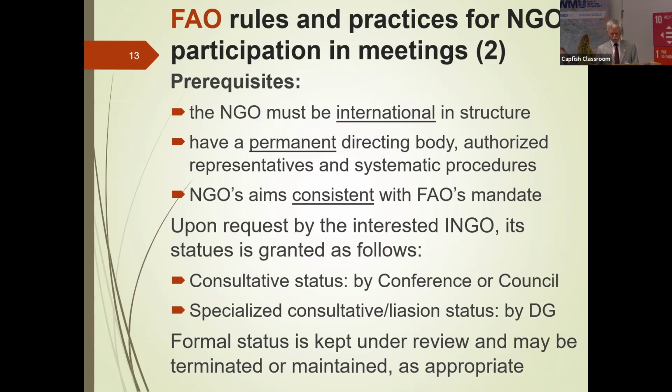Upon request by the interested NGOs, a consultative status is granted by the conference, that is the highest governing body of FAO, on the proposal of the Council or by the Council during intersessional periods. For your information, the FAO conference, as I said before, is the highest governing body of FAO. The specialized consultative status and liaison status are granted by the Director General. Formal status granted by FAO to an INGO is kept under review and may be terminated or maintained as appropriate.